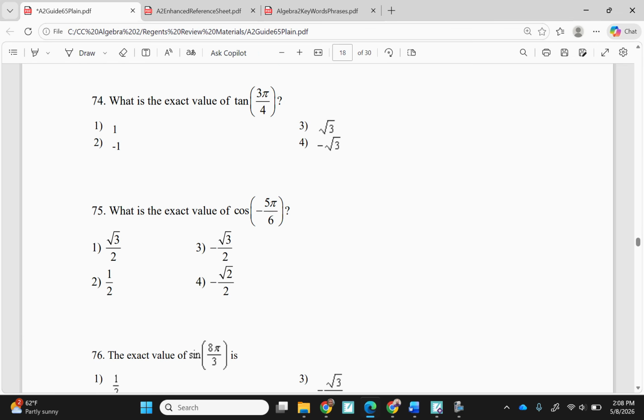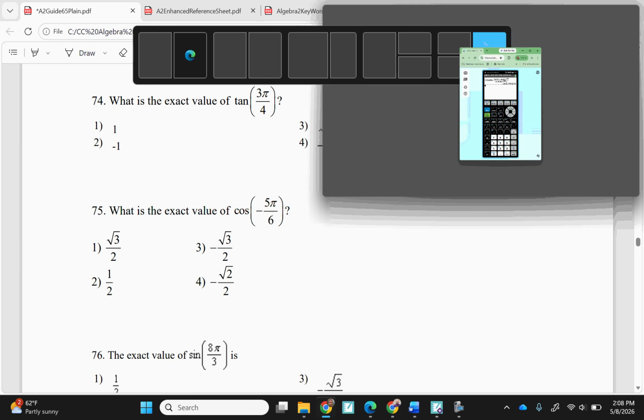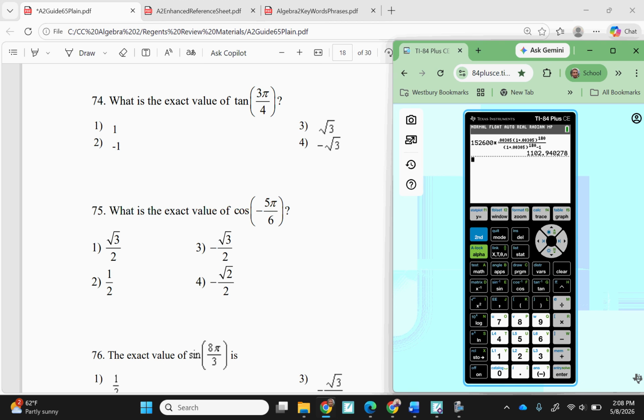What is the exact value of tan of 3 pi over 4? Well, hey, calculator, can you tell me what tan of 3 pi over 4 is? Yes, Mr. Schlansky. I sure can. All right. This conversation is getting weird. Make sure you're in radian mode. In this course, you should always be in radian mode. Tangent of 3 pi over 4 is -1.